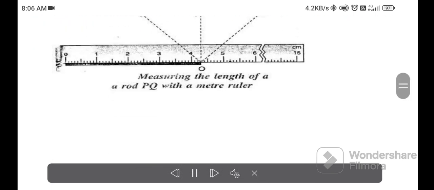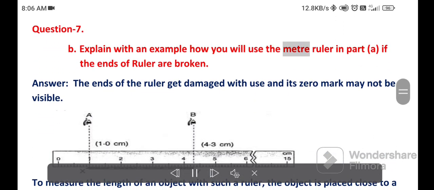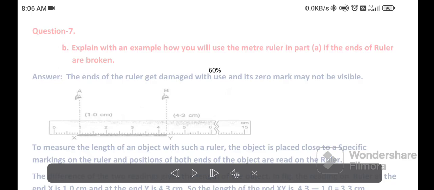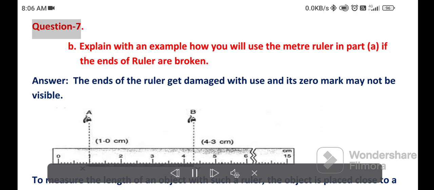Question 7. Explain with an example how you will use the meter ruler in Part A if the ends of the ruler are broken.